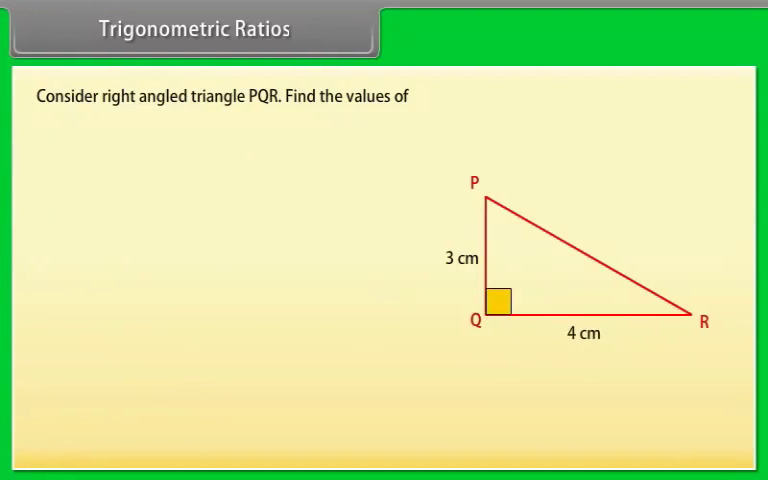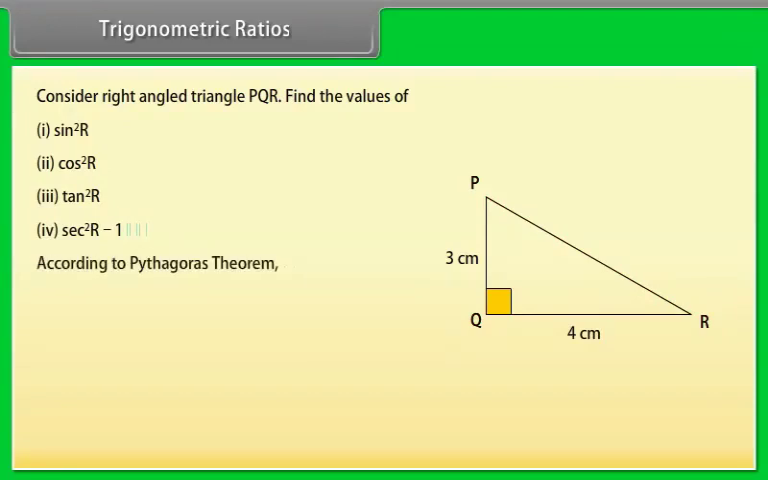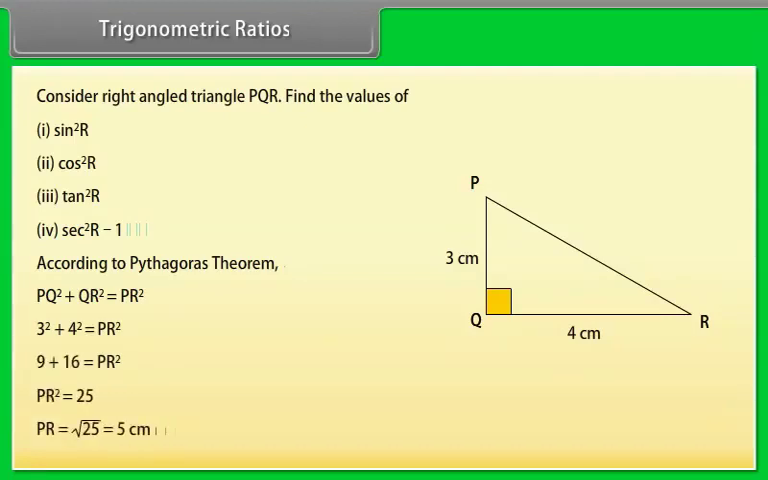Consider right-angled triangle PQR. Find the values of sin square R, cos square R, tan square R, sec square R minus 1. According to Pythagoras theorem, PQ square plus QR square is equal to PR square. By substituting the values, we get 3 square plus 4 square equals PR square. Now, by calculating it, we get PR is equal to square root of 25, which is 5 centimeter.